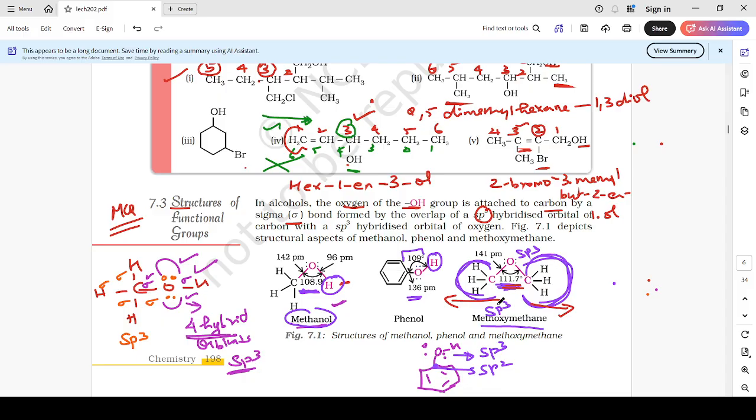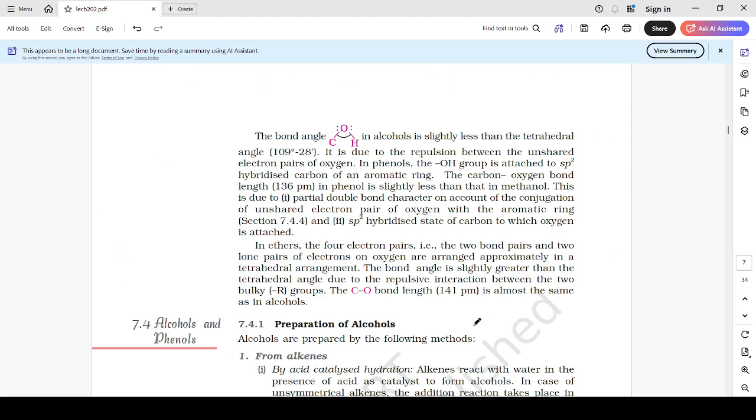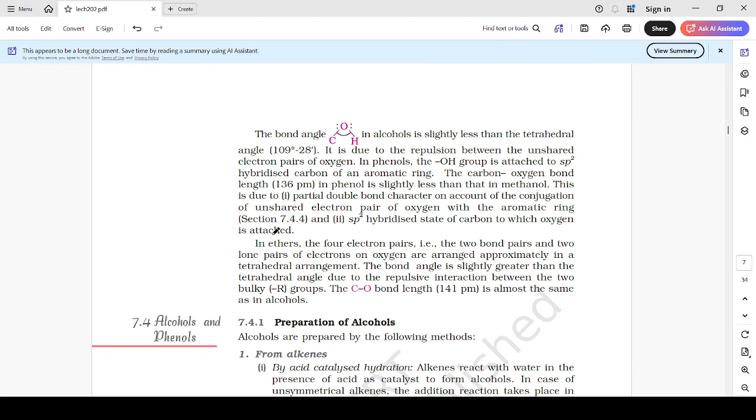Understood? Oh, okay. Yes, ma'am. And you can see there is a very minute change between them, 108.9 and 109. Again ma'am, here it was CH3OH. Here it is C6H5OH. C6H5 is definitely bulkier than CH3. So they should have also expected some space. And that's the reason they have gone a little bit away, 109 degree. Okay. Yes, ma'am.